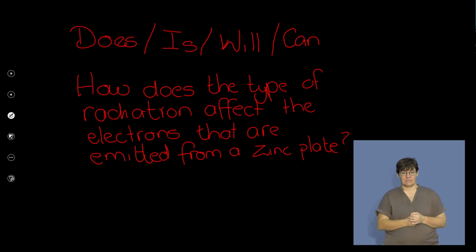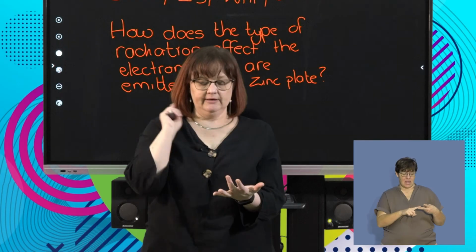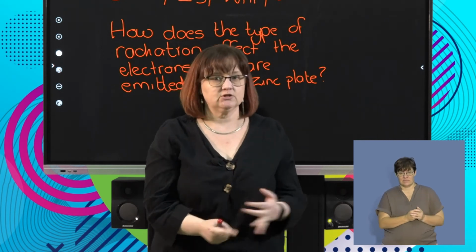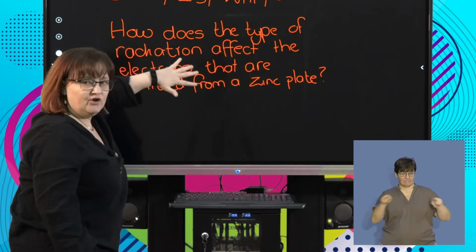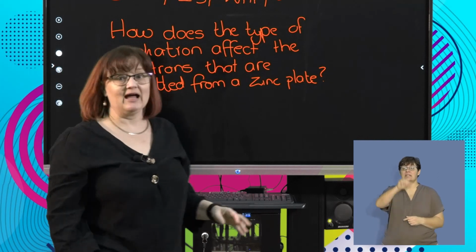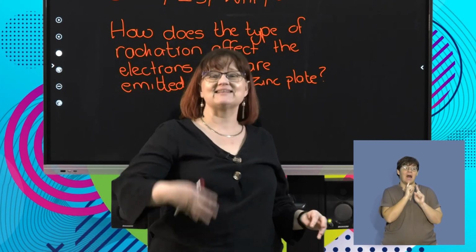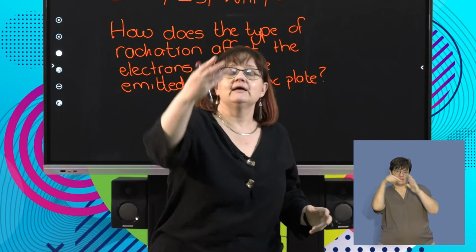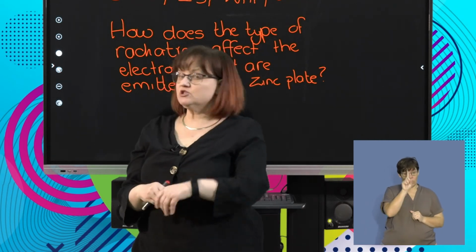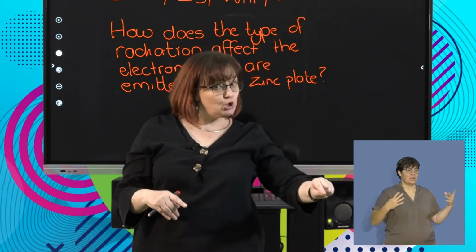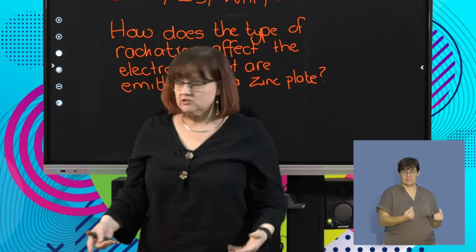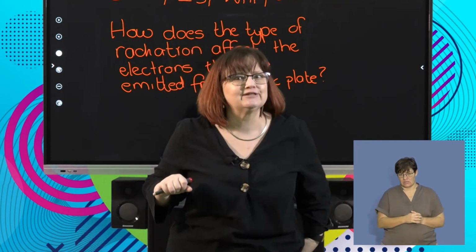I've got my variables, the zinc plate and the number of electrons, and I've got the type of radiation. Here, I can't answer this with a yes or a no. I have to answer it with an explanation. It's a question, so we can't start with "to determine." It must be a question, must end with a question mark.